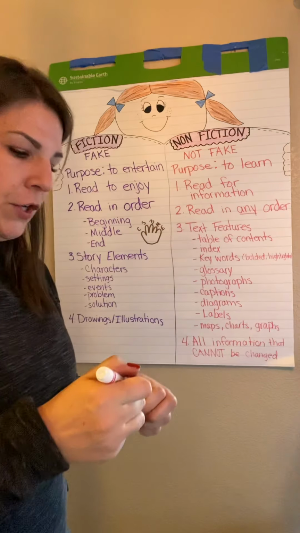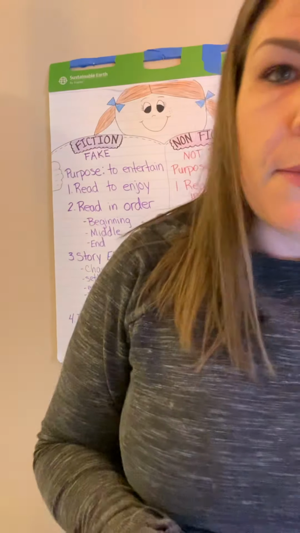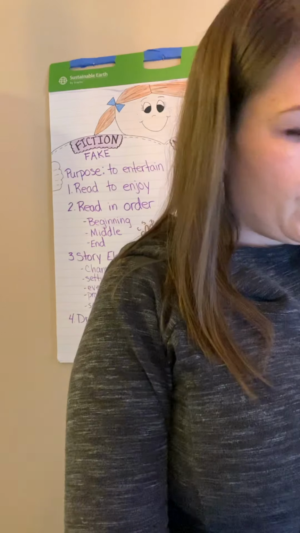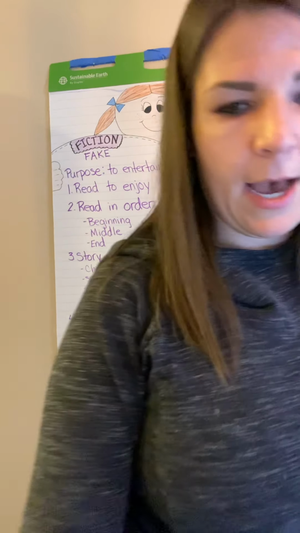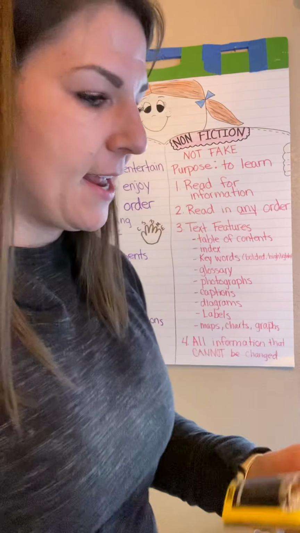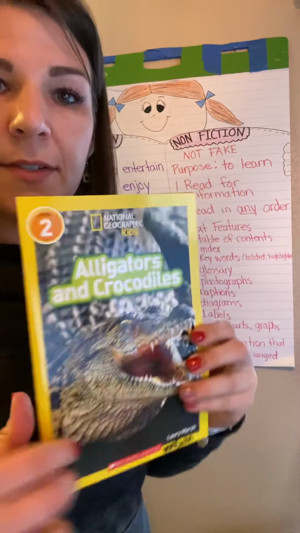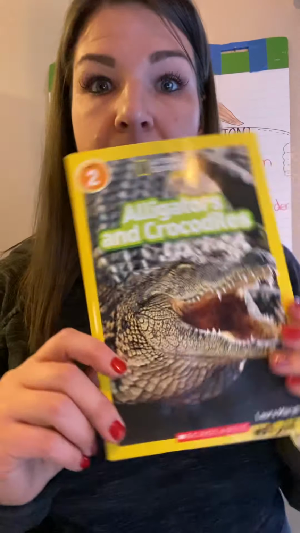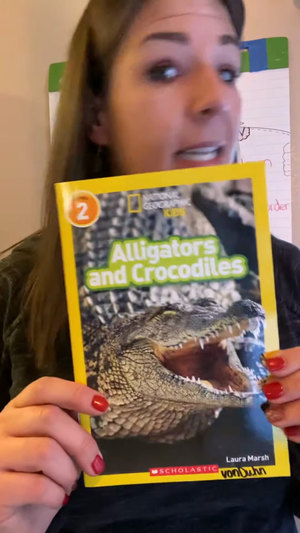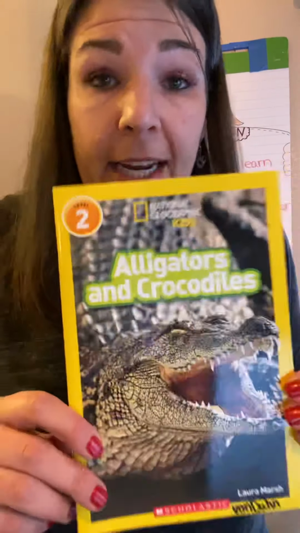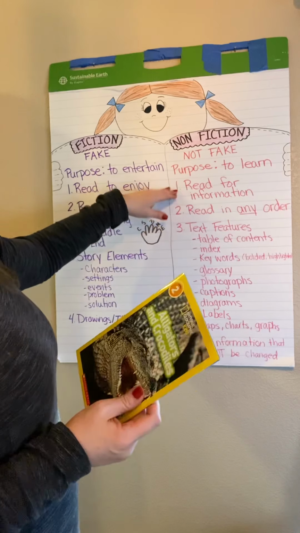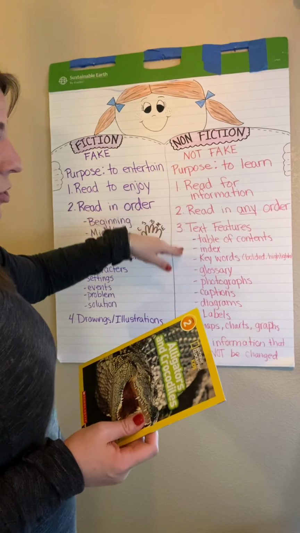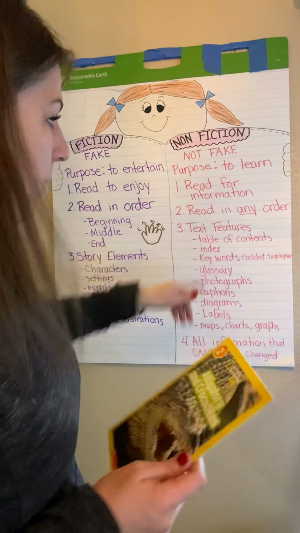Okay? So now we're going to go through a book and we're going to talk about those different features. All right? So I'm going to start with, I have this book on alligators and crocodiles. It is a nonfiction book, which means it's not fake. We're reading this book to learn stuff, okay? So we read for information. We can read in any order. Let's talk about the text features really quick.